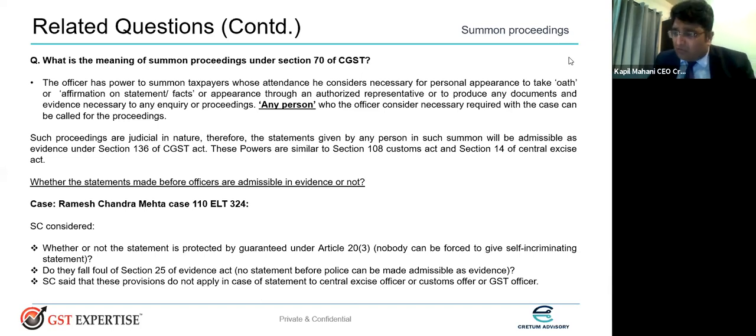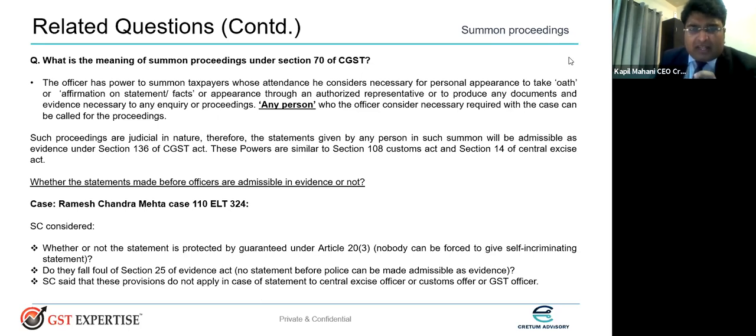So what is important is that section 70 talks about the power to summon persons to give evidence and to produce documents. What is mentioned in this section 70 is that the officer has a power to summon a taxpayer whose attendance he considers necessary, for personal appearance, or to take oath or affirmation on a statement of facts, or appearance through an authorized representative, or to produce any document and evidence necessary to the inquiry. So any person whom the officer considers necessary, required with the case, can be called for the proceedings.